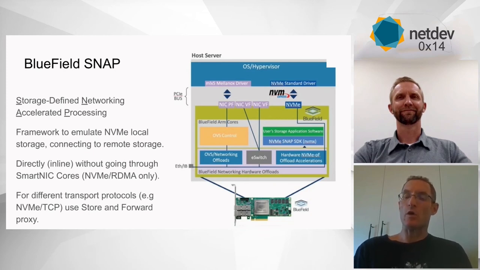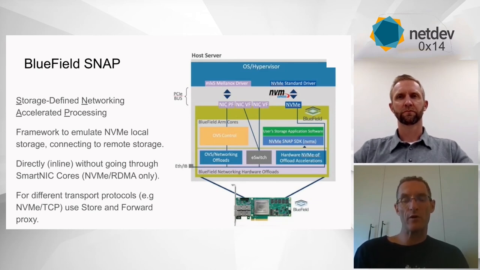The other case, which is more common, is where the SmartNIC operator would like to intervene, to intercept, to modify the storage traffic of the server. Let's take a case where the fabric operator or the SmartNIC operator would want to use NVMe over TCP because that's their storage infrastructure, for instance. So we call it a SNAP proxy.